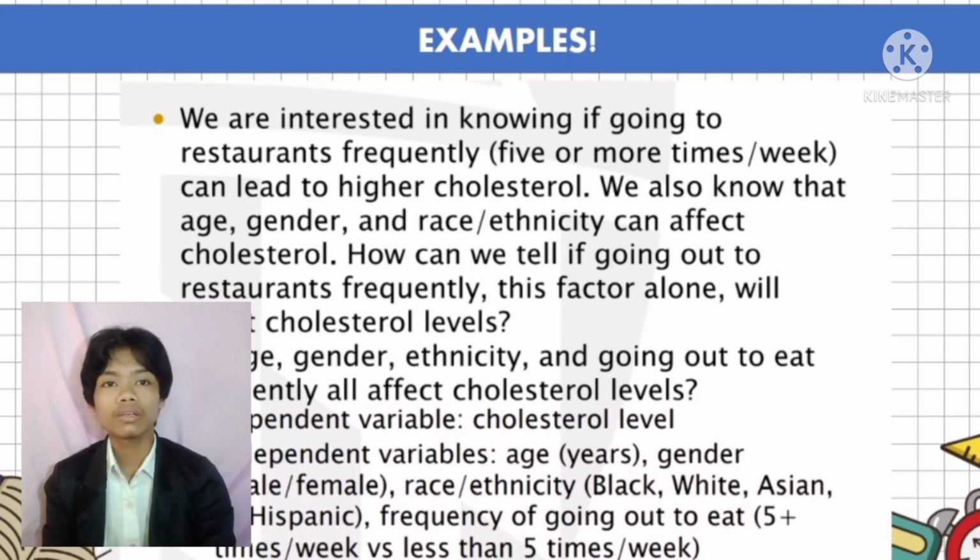So with this, we are given an example. We are interested in knowing whether eating at restaurants frequently, 5 or more times a week, can lead to higher cholesterol. We also know that age, gender, and race or ethnicity can affect cholesterol. How can we tell if going out to restaurants frequently, this factor alone, will affect cholesterol levels? Do age, gender, ethnicity, and going out to eat frequently all affect cholesterol levels? We are given the dependent variable, cholesterol level, and independent variables such as age in years, gender (male or female), race or ethnicity (black, white, Asian, or Hispanic), and frequency of going out to eat: 5+ times a week versus less than 5 times a week.